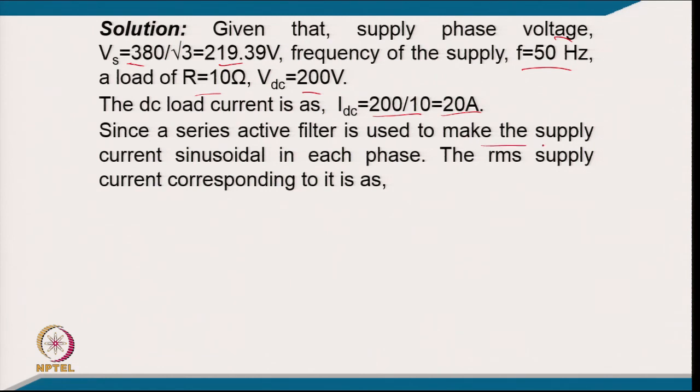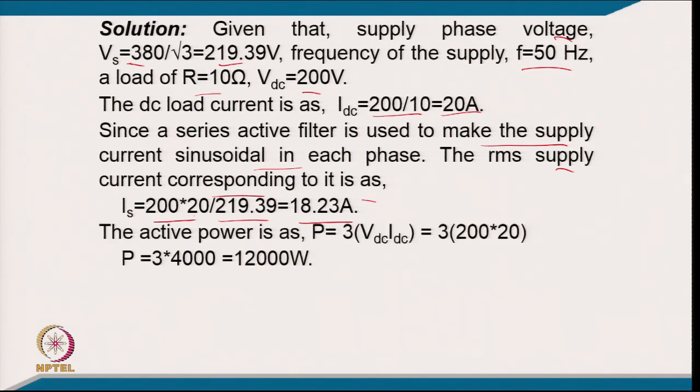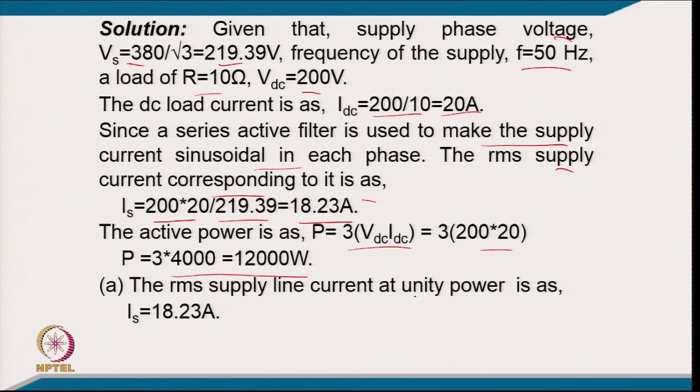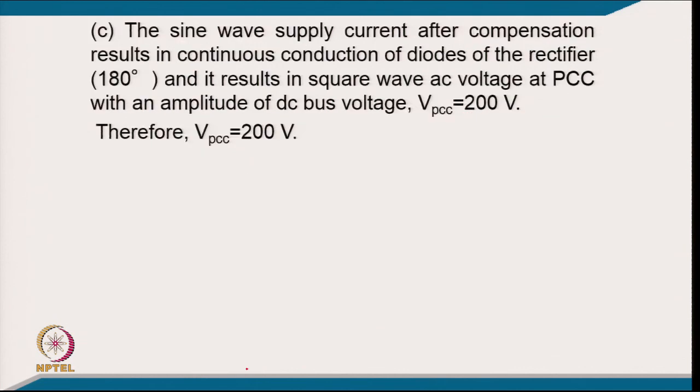And since a series active filter is used to make the supply current sinusoidal in each phase, the RMS supply current corresponding to this will be the power divided by the supply voltage per phase. The active power is 3 VDC IDC, the total power, which will be 12,000 watt, 12 kilowatt, and the RMS supply current comes to 18.23 ampere. The RMS current rating of the series active filter is the same as the supply current, so it is 18.23 ampere.